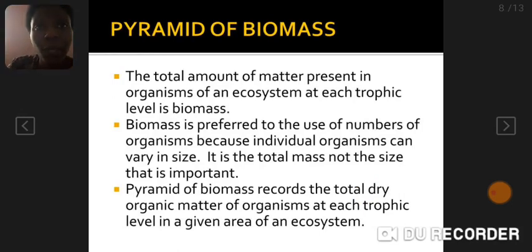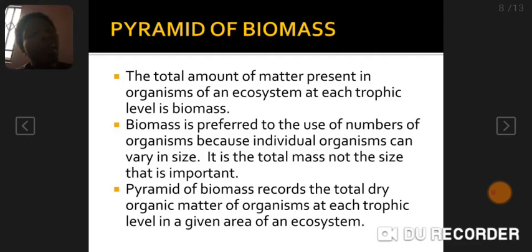We've discussed what pyramid of numbers is. Now we're looking at pyramid of biomass, because we have another type. Remember, there are 3. So what about pyramid of biomass? This will show you the total amount of matter present in organisms of an ecosystem at each trophic level. Biomass is preferred to the use of numbers of organisms because individual organisms can vary in size. It is the total mass, not the size, that is important.